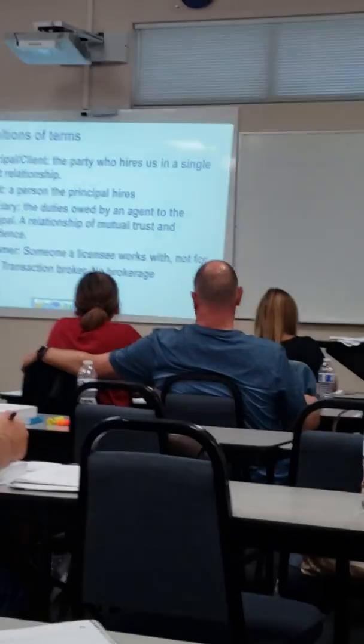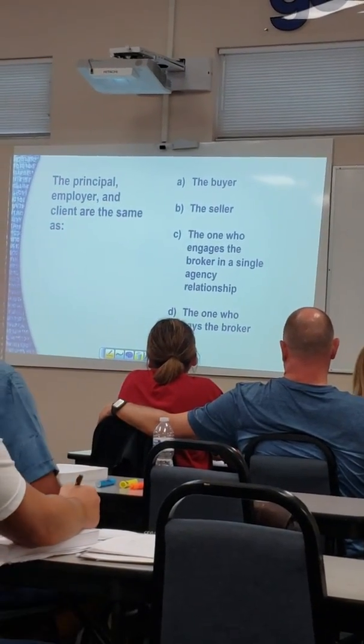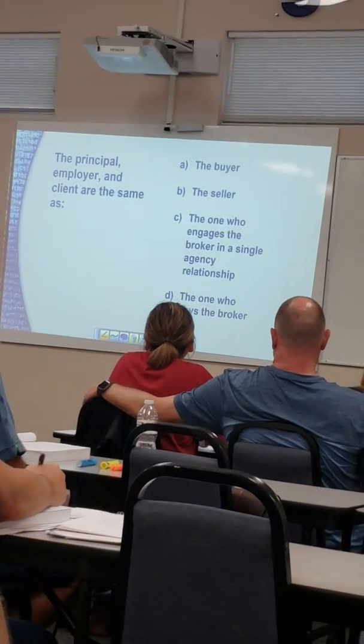Customers and consumers are someone else with a license who works with. We work with customers, we work with consumers. We don't work for them, we work with them. And the relationship we have is called a transaction broker relationship or a no brokerage relationship. The people that we represent are called customers and consumers. They are not principals or clients. We only work for principals or clients. Big difference between the names themselves. So, principal, employer, and client are the same as.